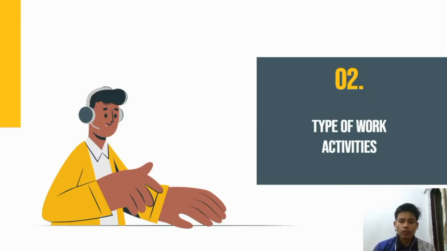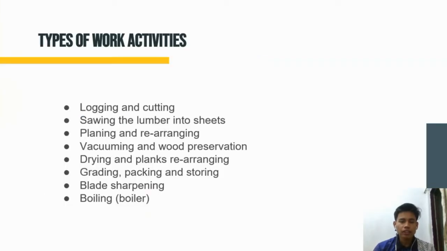Next, we have the type of work activities. There are several activities at the sawmill. The first one is logging and cutting. The next is sawing the lumber into sheets. The next is planing and rearranging. The next is vacuuming and wood preservation. And the next is drying and planks rearrangement. The next is grading, packaging, and storing. Besides, we have blade sharpening, and the last one is the boiler.